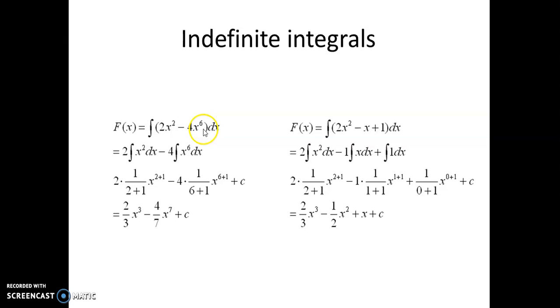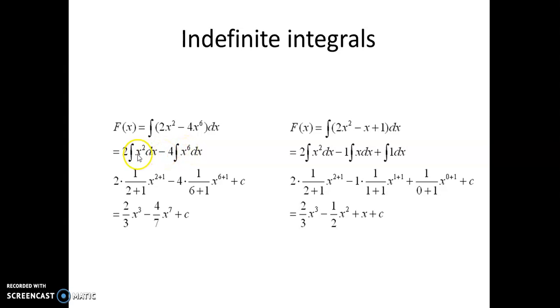So integrate them separately. While dealing with the first function, we're going to take the 2 in front of the integral sign, and then we're left with x squared between the integral sign and dx. Then we have minus 4 because we're going to take the constant in front of the integral sign there. And between the integral sign and dx, I just have x to the power of 6. So let's integrate these separately first and then subtract.